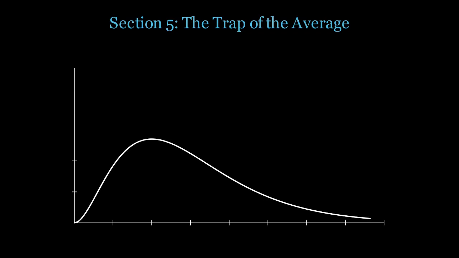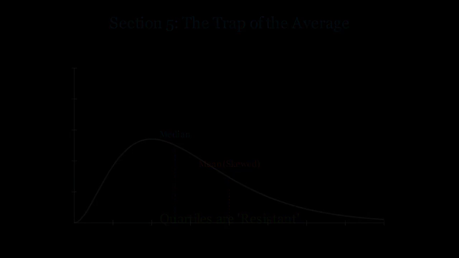Section 5. The trap of the average. Why do we emphasize the top 25% over being above average? Because the mean is a fragile metric. In a skewed distribution, like global wealth or social media followers, the average is often much higher than what most people actually have. Quartiles are resistant statistics. They provide a clear threshold. Being in the top 25% is a concrete achievement. It means there is a 75% mass of data points strictly below your position.